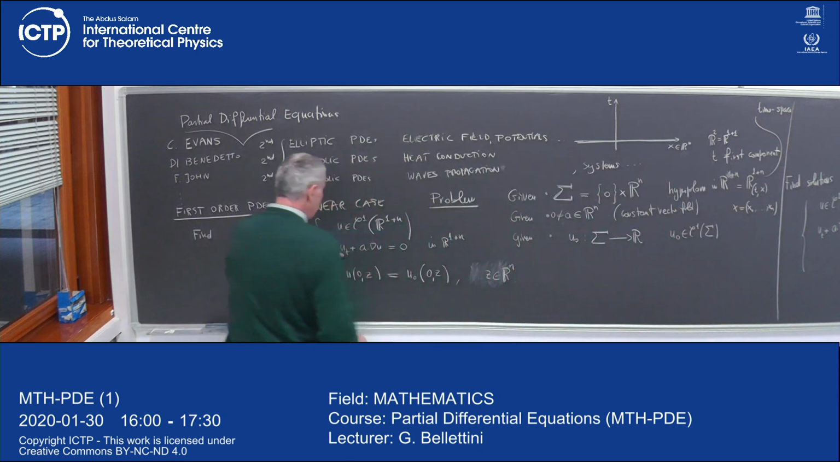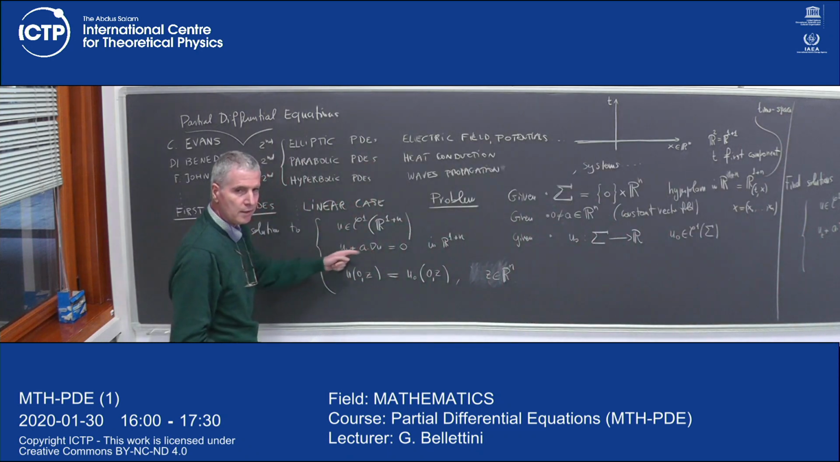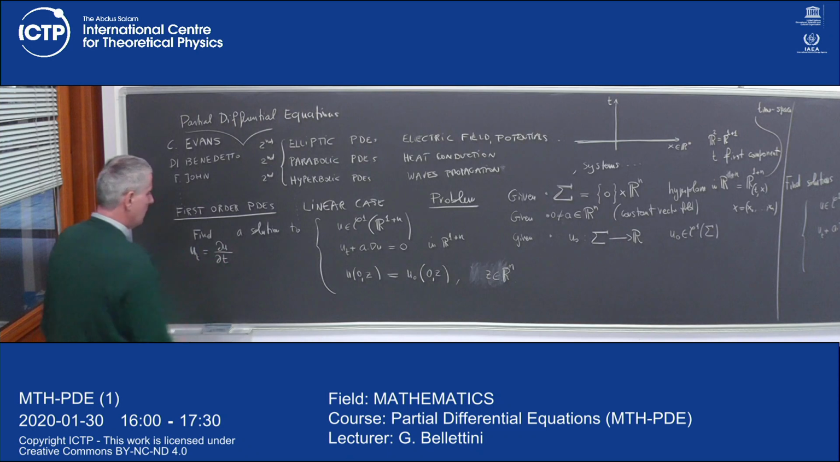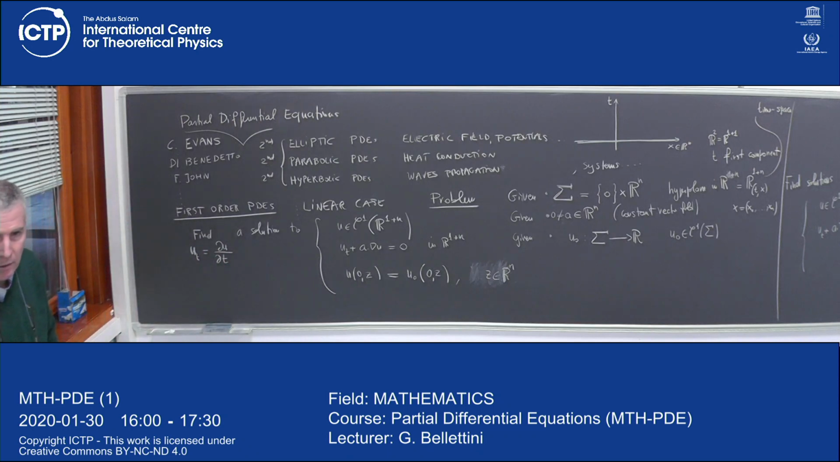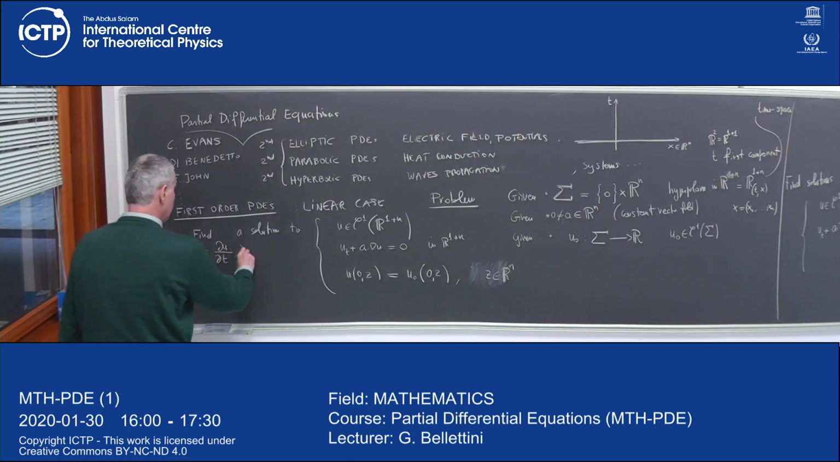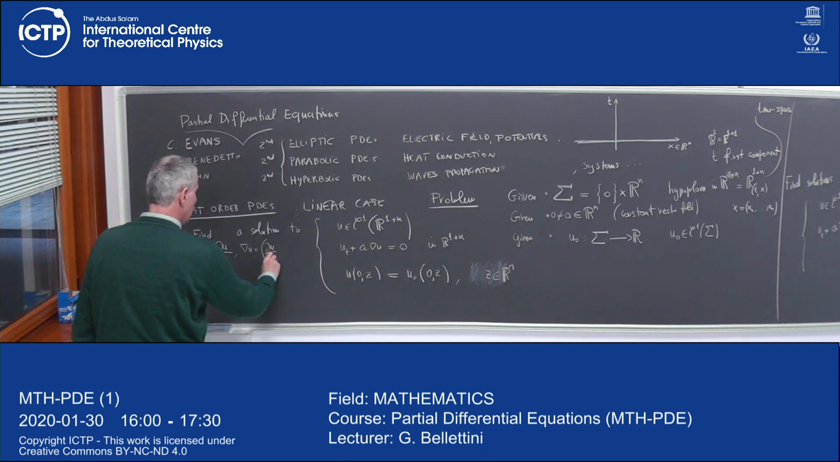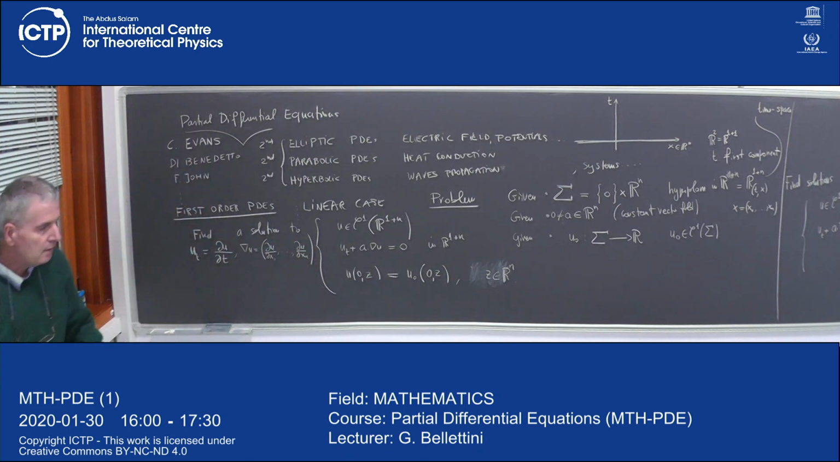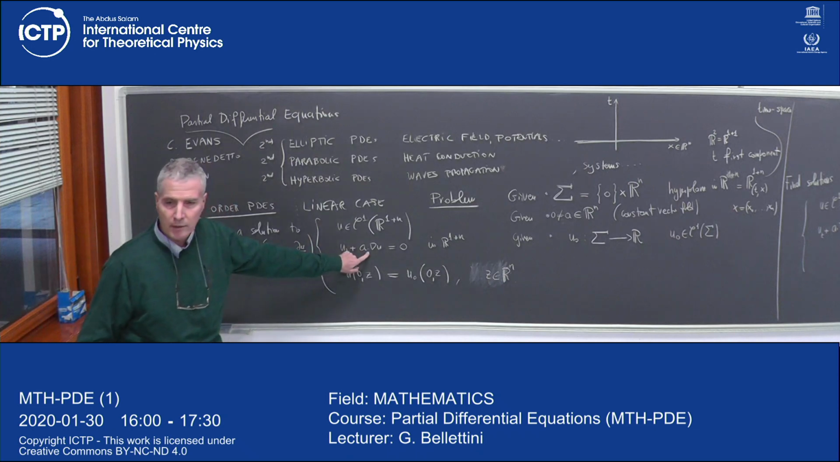Solution of these linear partial differential equations. What does it mean, u_t? u_t means du over dt, the derivative with respect to the first variable. Grad u is, by definition, the gradient vector, du over dx1, ..., du over dxn. And this is the standard canonical Euclidean scalar product.